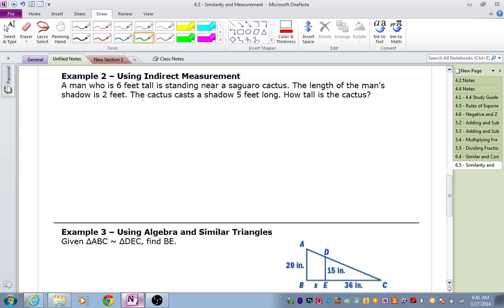It says a man who is 6 feet tall is standing near a saguaro cactus. The length of the man's shadow is 2 feet. The cactus casts a shadow 5 feet long. How tall is the cactus?